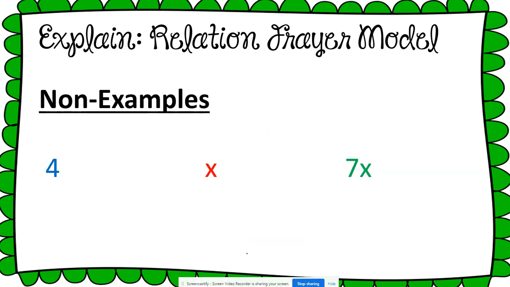Some non-examples of relations are numbers like 4. Those are just constant numbers, but they do not have an x value or a y value. Just one variable, either x or y, would not be a relation because you actually need an input and an output. So you need an x value and a y value at the same time. The same is true for 7x. That is just an expression, but we need an equation where you have a y value and an x value so that you can get an output for each input.